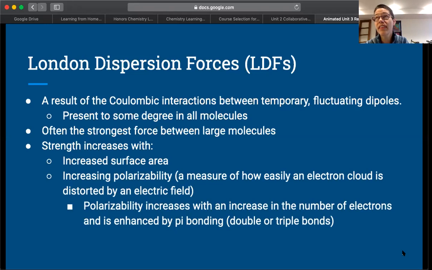So the answer here, while it is larger molecules have stronger London dispersion forces, it's not because of mass. That is what people tend to say. It is because of the number or the amount of electrons. And I think I stressed that pretty well when we were going over this. London dispersion forces is kind of based around the number of electrons. More electrons equals stronger London dispersion forces.